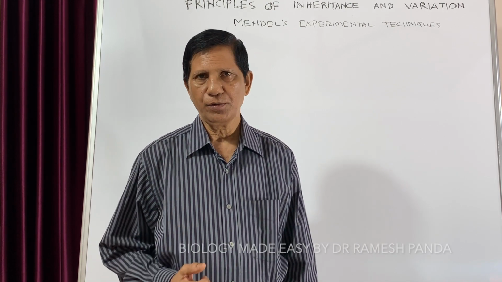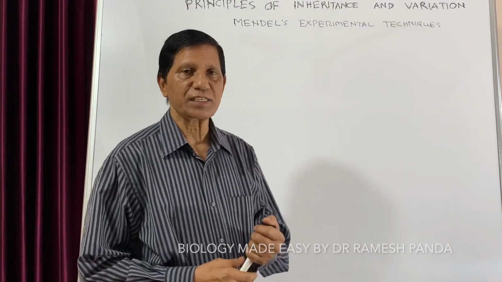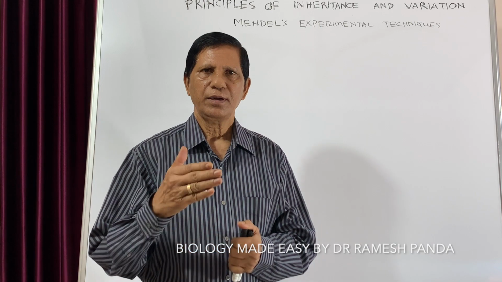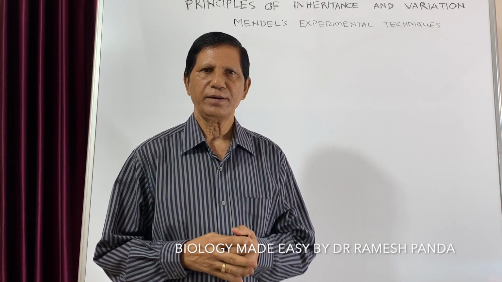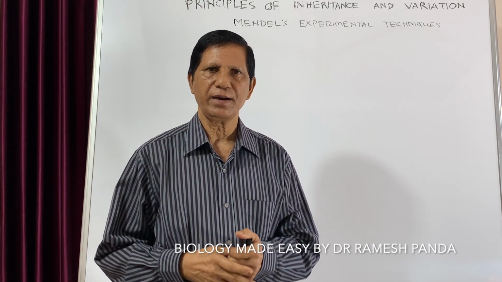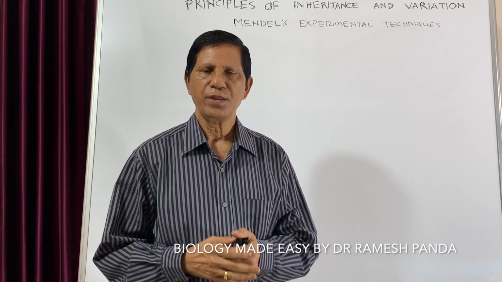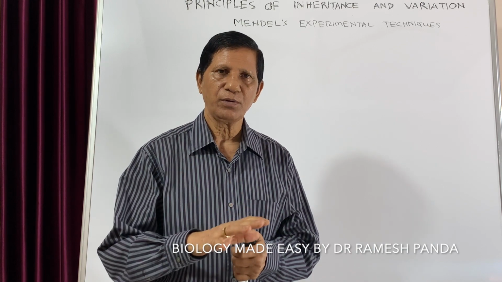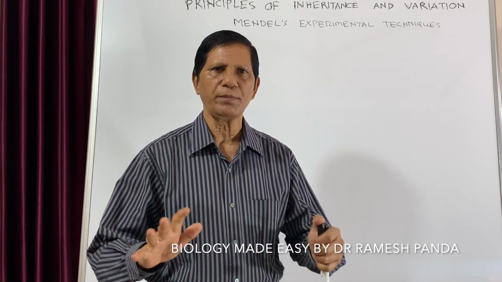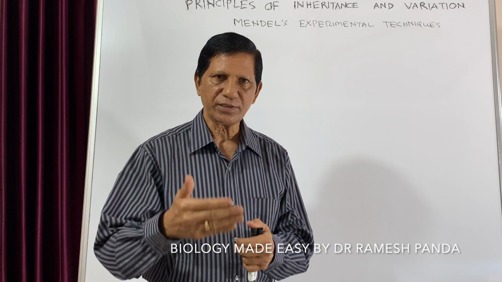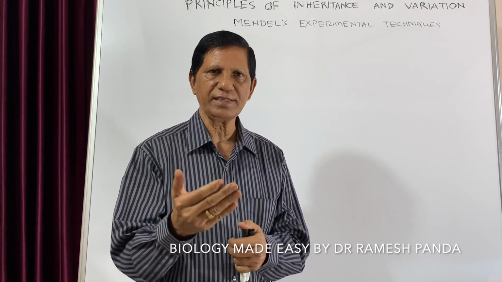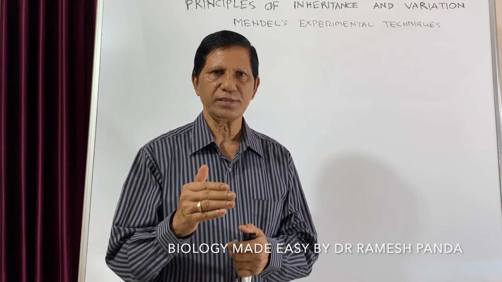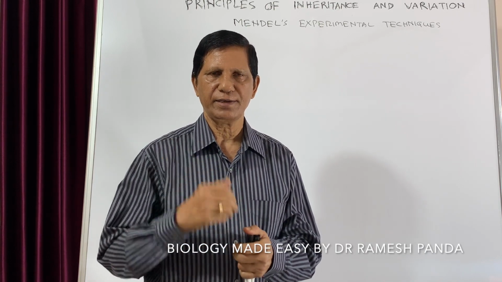Today in this video, we'll discuss Mendel's experimental techniques. In earlier videos, we have discussed how many characters were taken by Mendel, what the 7 pairs of contrasting characters are, where they are located, and what the reasons for his success were, but still why he was not recognized. All these things we have discussed. But what is the method he was working with? What are the techniques he adopted? That is also important. So in this video, we'll discuss his experimental techniques.